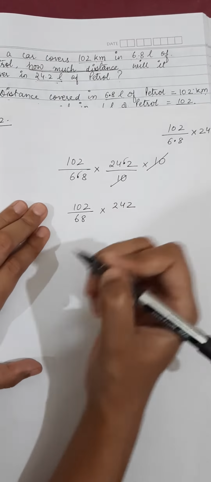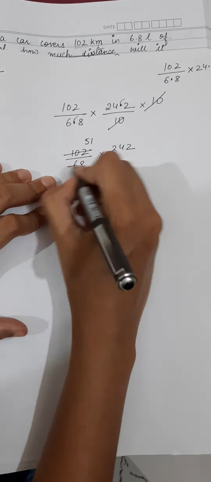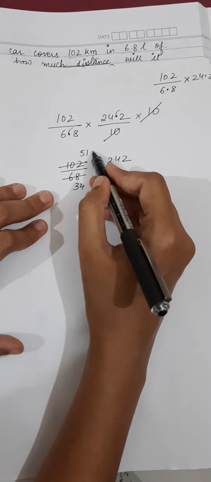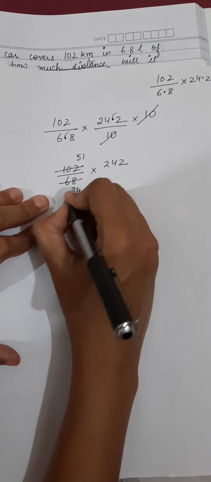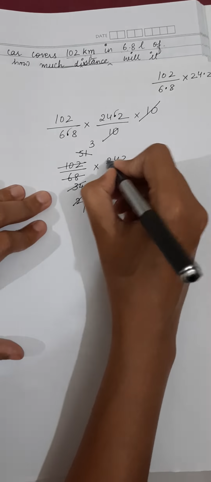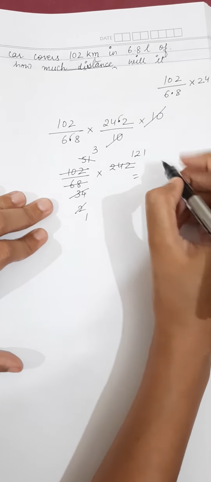Now let's cancel it firstly on the table of 2. This will come to 51, this will go to 34. Now 51 and 34, they both are going on the table of 17. 17 2s are 34, 17 3s are 51. And 2 1s are, this will be cancelled to 121. So the answer is 363 kilometers.